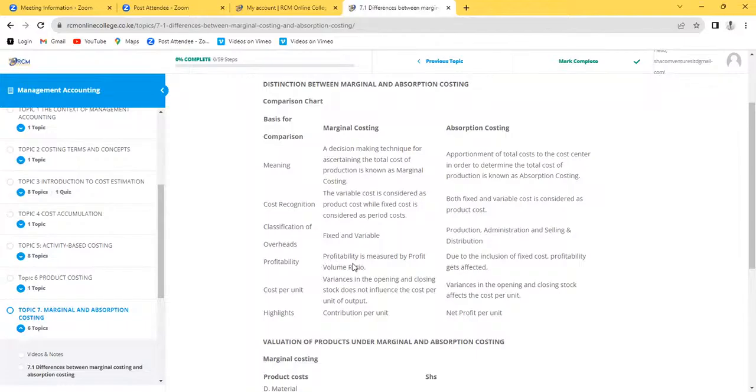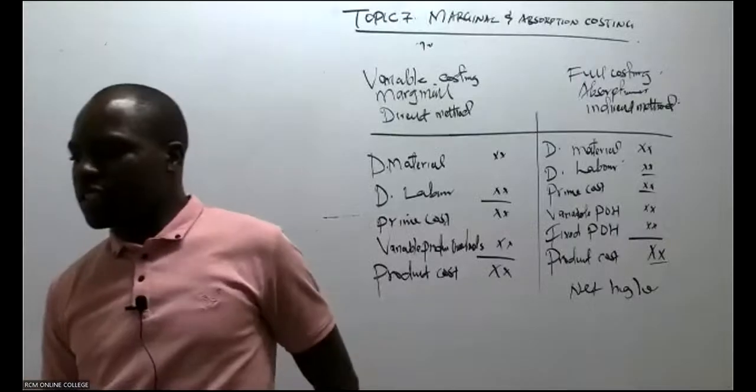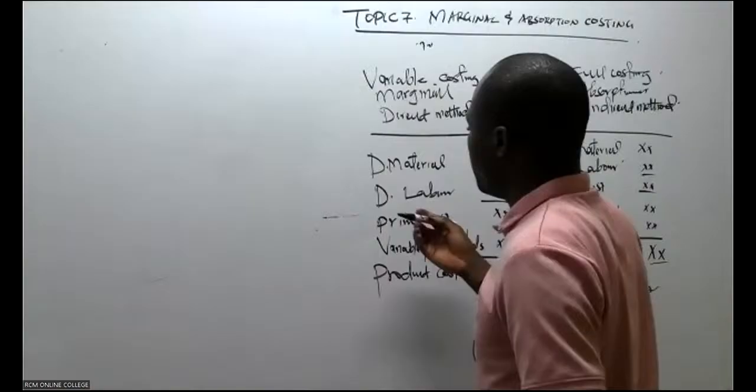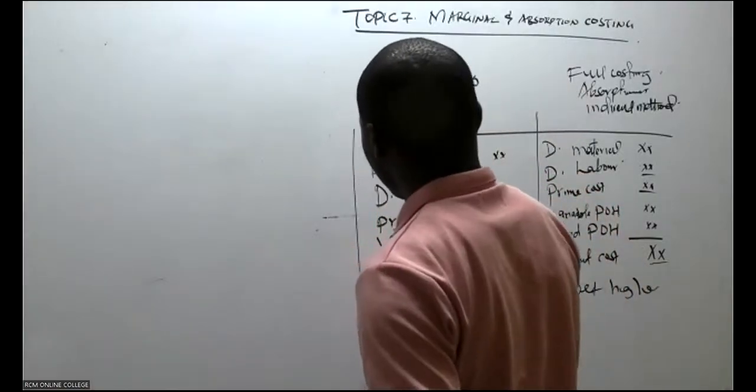On profitability, it is measured by the profit volume ratio. Due to the inclusion of fixed cost under absorption, profitability gets affected. Under marginal costing, the way of getting the profit is constant, and the simplest way to recognize your profit will basically depend on volume.